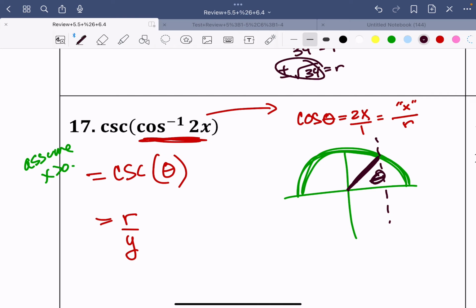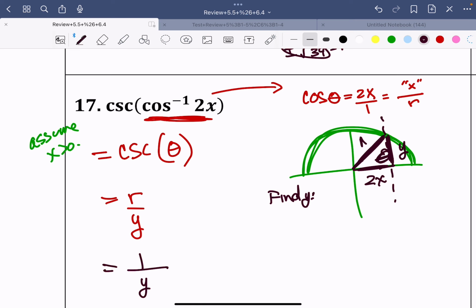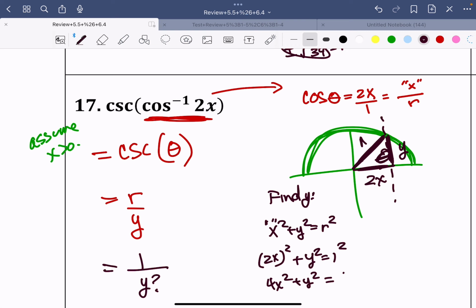So if that's my mystery theta, then x is going to be 2x, and then my y I don't know, but my r is 1. So I need to find y. Because if I stop now, I know that r is 1, but I still don't know what y is. So x squared plus y squared is equal to r squared. X is 2x that gets squared plus y, I don't know, and r is 1. So that means that 4x squared plus y squared is 1.